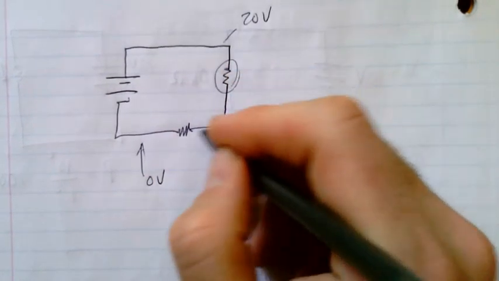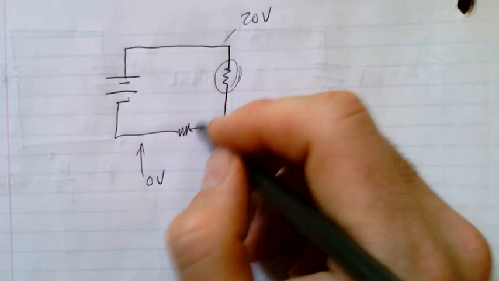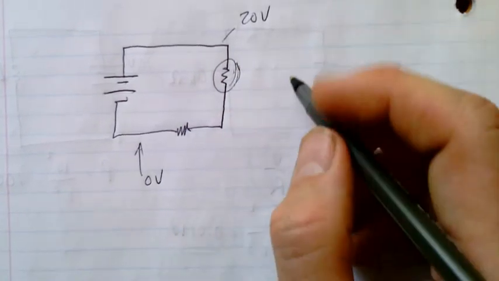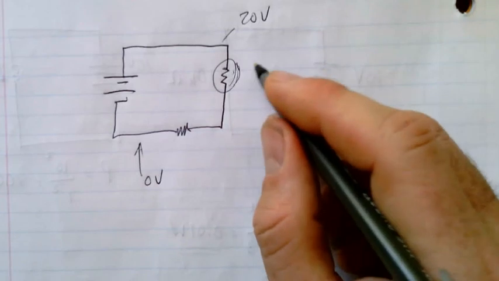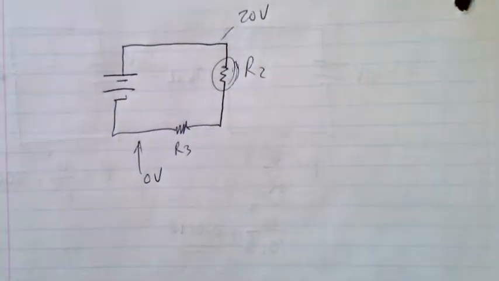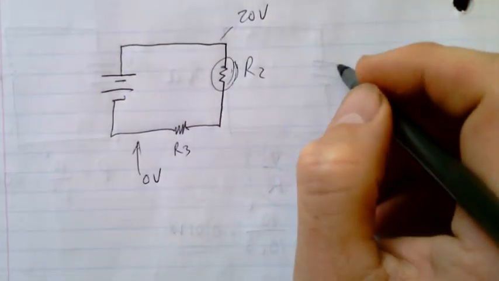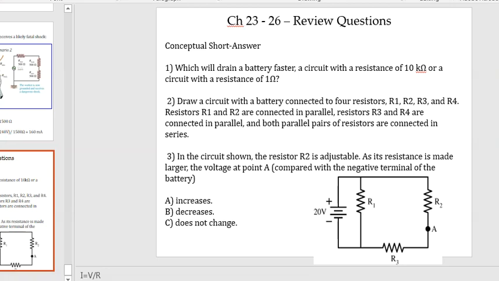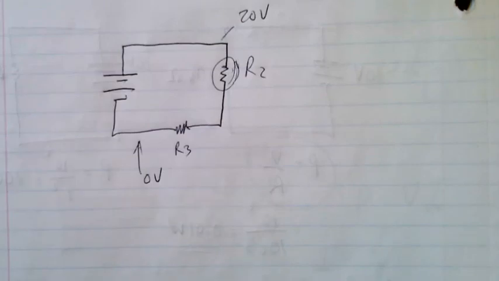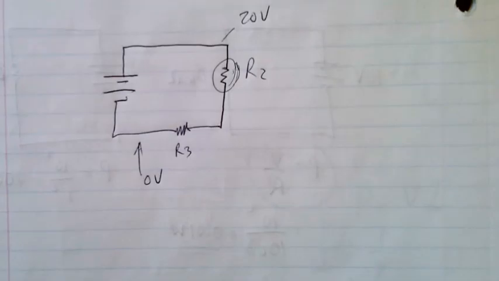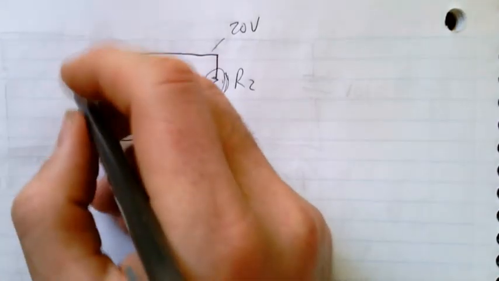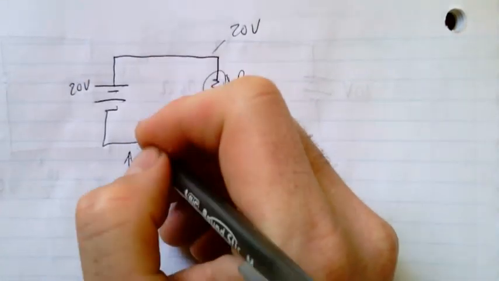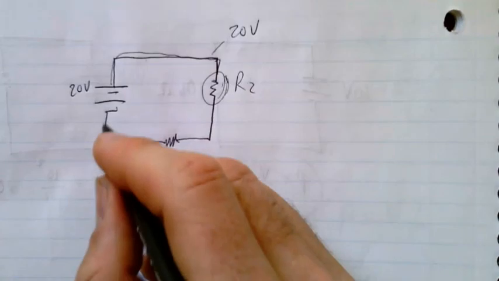And so if this resistor here becomes larger, then according to the voltage divider, well, this is R2 and this is R3. Maybe you can appreciate that whether this resistor is across here or not, there's still going to be 20 volts on this side and 0 volts on this side.